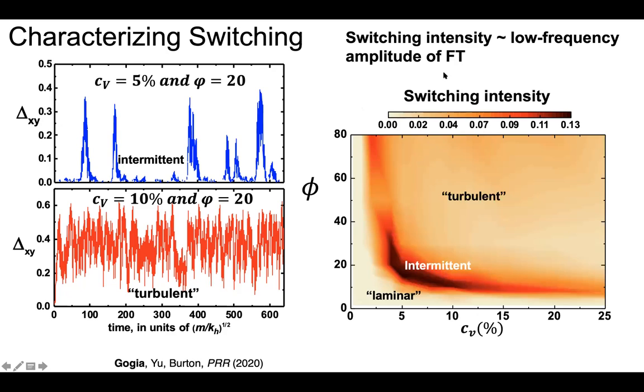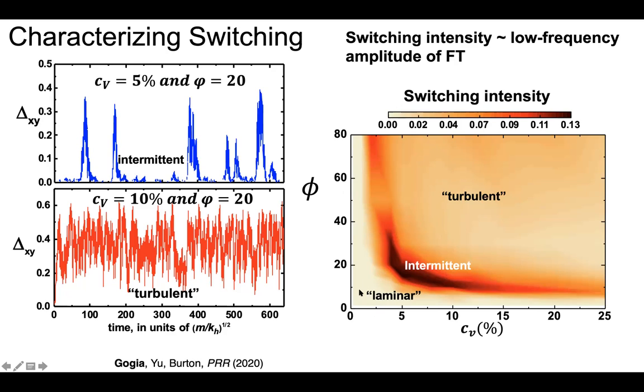So what we see here, by calculating switching intensity as the integral of Fourier amplitudes of the time traces of delta XY, is that we find three distinct regimes. One is turbulent, for higher values of CV and phi, which is the forcing. And then for intermediate values, there's the intermittent regime. And for very low values of both of those, we have the laminar state.